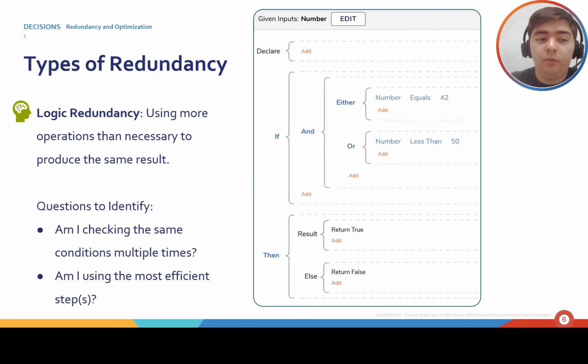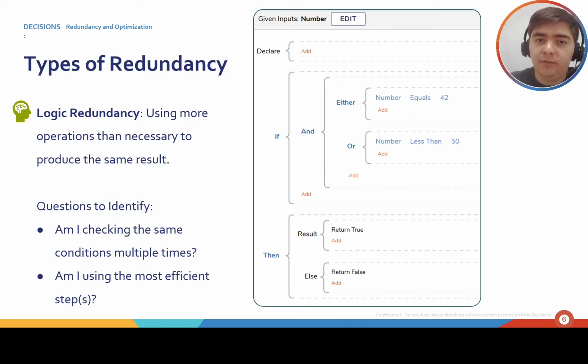This is the use of more operations than necessary to produce the same result. So, for example, in this particular rule here, we have an either-or condition where we're checking if the number is equal to 42 or if the number is less than 50. Well, if a number is equal to 42, then it is certainly less than 50. We don't need both of these conditions. So we can eliminate the first one and just use the second condition in this particular setup.